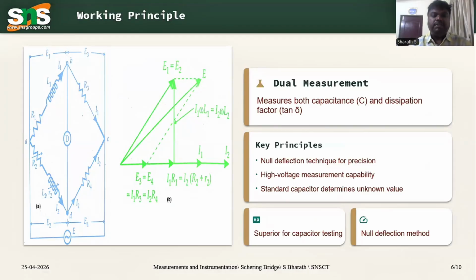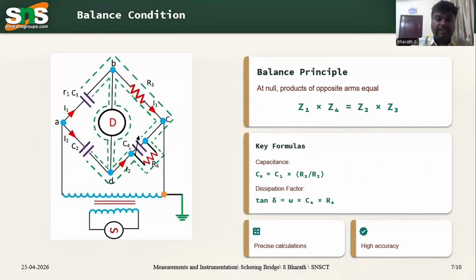Now the working principle. Measurement of both capacitance and dissipation factor is possible with the help of a Schering bridge. When the bridge is supplied by a voltage source, the galvanometer has to read 0. This is the null deflection technique. We can make it read 0 by varying the variable resistors and capacitors. High voltage measurement capability is available. A standard capacitor determines the unknown value. As I told you, the null condition is called the bridge balance condition.